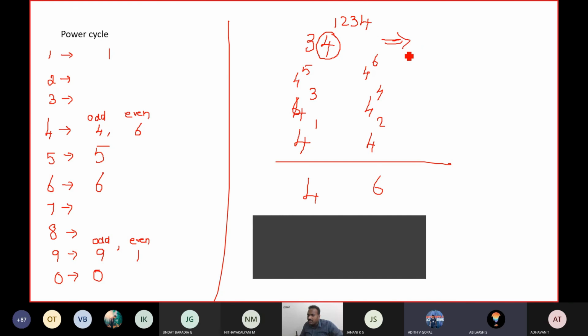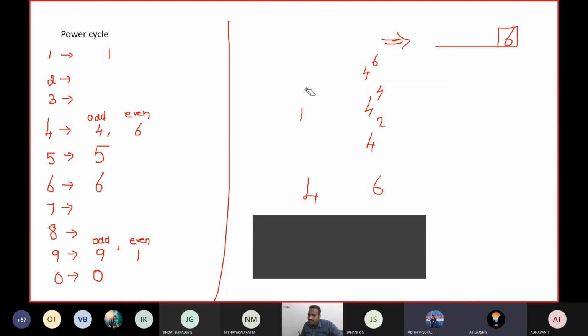Now tell me, what is the answer for this one? What will be the last digit? Six, sir. Very good, because the power value is even. So definitely the last digit is going to be 6.